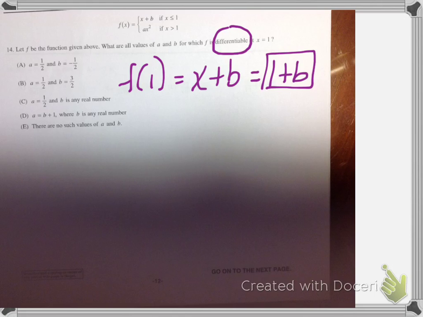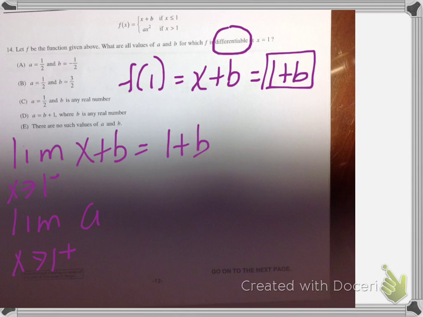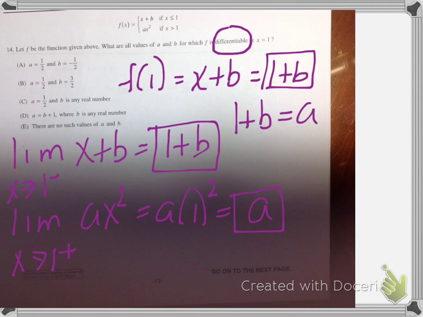Okay, so that's f of 1. Then we're going to do the limit as x approaches 1 from the left side. And then we're going to do the limit as x approaches 1 from the right side. Okay, so in order for the function to be continuous, the limit must exist. The limit only exists if 1 plus b is equal to a. So let's write that. So 1 plus b equals a, and I'm going to erase.